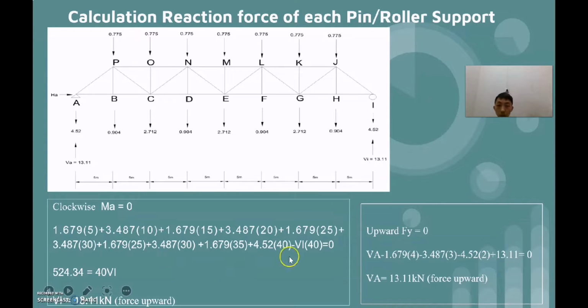outward. Then we assume outward is positive and sum of Y equal to 0. VA minus 1.679 times 4 minus 3.487 times 3 minus 4.52 times 2 plus 13.11 equal to 0. The vertical force of VA is equal to 13.11 kN, and the force is acting outward.